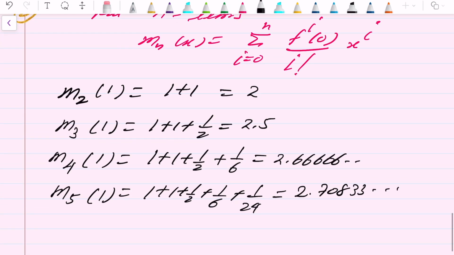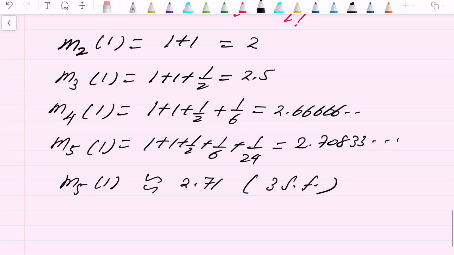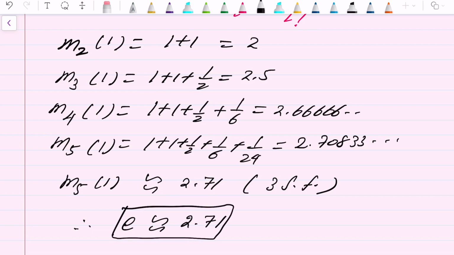2.70833 and so on. And you can see Maclaurin polynomial of order 5 is approximately equal to 2.71, rounded to 3 significant figures. And if we increase further, we'll get further accuracy, a closer value. So the more terms, or the higher the order of the Maclaurin polynomial, the more accurate will be e is approximately equal to 2.71. So higher the order of the Maclaurin polynomial, higher will be the accuracy of the approximation.